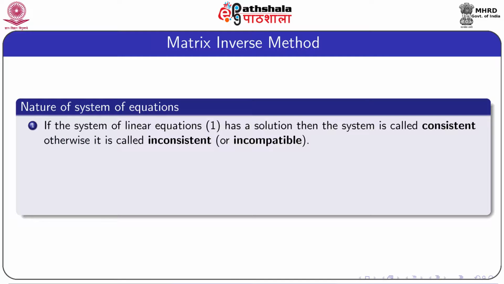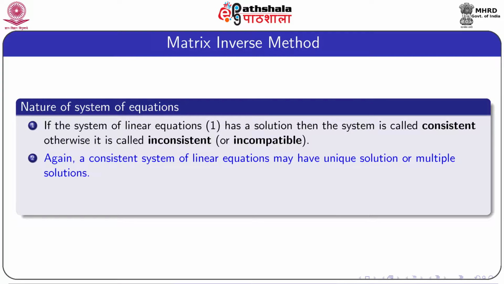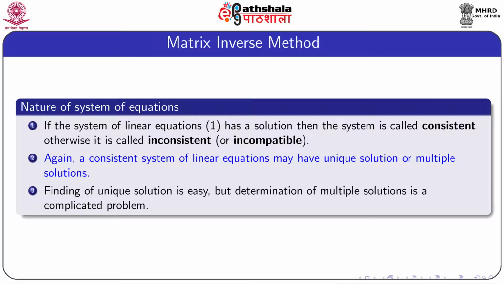If the system of linear equations has a solution, then we say that the system is consistent, otherwise the system is called inconsistent or incompatible. A consistent system of linear equations may have a unique solution or multiple solutions. If the system has a unique solution, then the methods available to solve a system of linear equations are easy, but the determination of multiple solutions of a system of linear equations is a very complicated task.